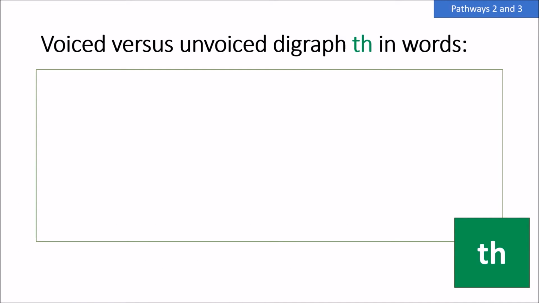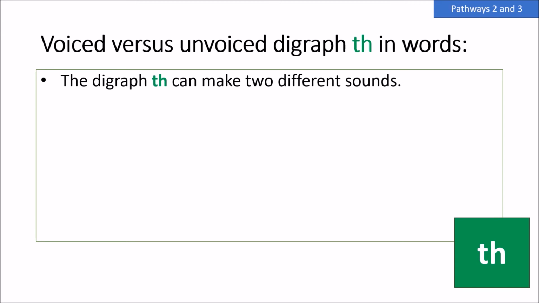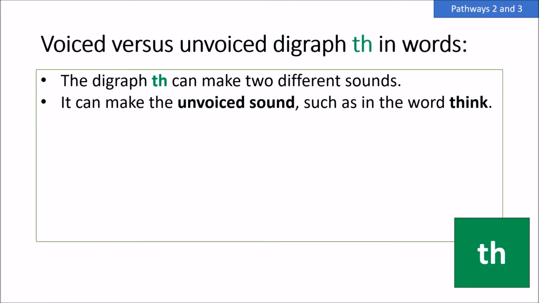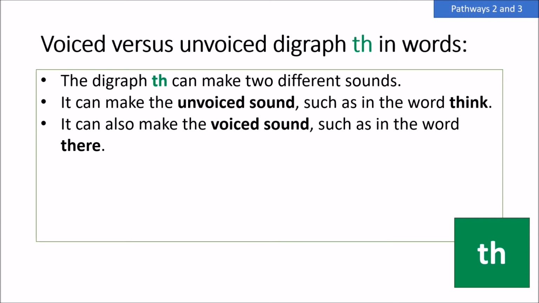Voiced versus unvoiced digraph th in words. The digraph th can make two different sounds. It can make the unvoiced sound, such as in the word think. It can also make the voiced sound, such as in the word there.